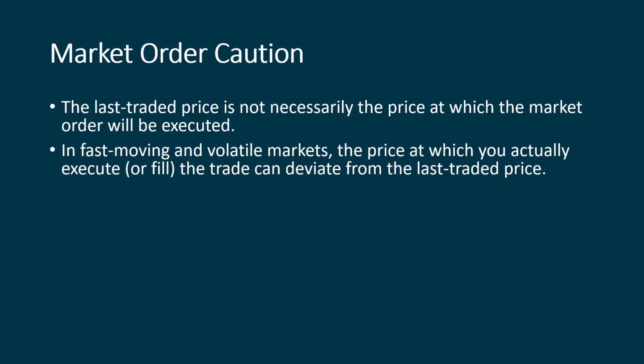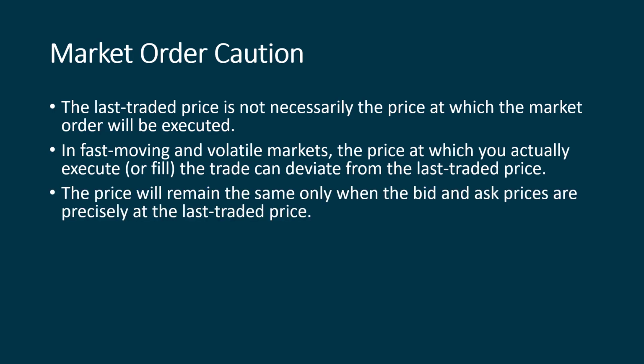In a fast-moving or volatile market, the price at which you actually get filled or when the trade is actually executed can deviate a lot from the last traded price. If you were trying to get out during the COVID plunge and you put in your order, the markets were going so fast to the downside that your actual fill price may be very different from what you thought it would be. Since you entered a market order, by the time it gets to the floor and gets executed, the price could be very different from what you're looking at on your screen or from what your broker is actually telling you. The price will remain the same only when the bid-ask prices are precisely at the last traded price.